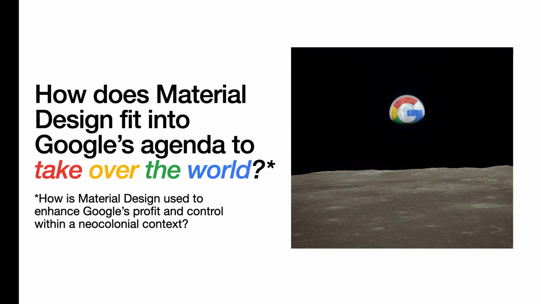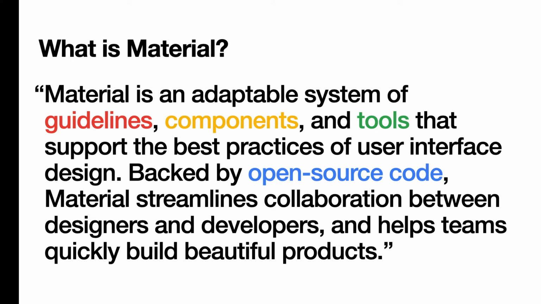Though previous researchers have looked at Google's control over the global online advertising market and the impact of search algorithms on minority communities, this study's framing reveals how a contemporary design system can be used for neo-imperial purposes and is the first to critically investigate Google's design. The dissertation serves to answer the overall question, how is material design used to enhance Google's profit and control within a neocolonial context? So what is Google Material and what makes it interesting?